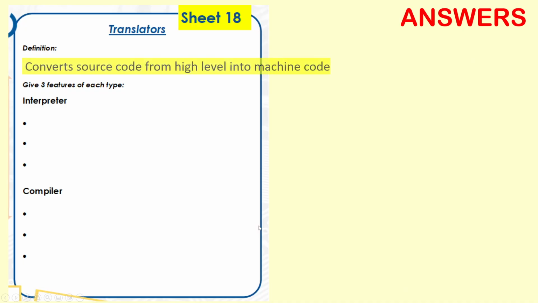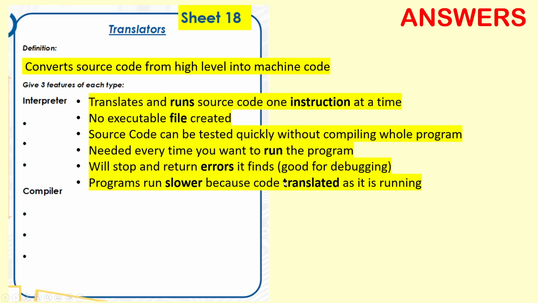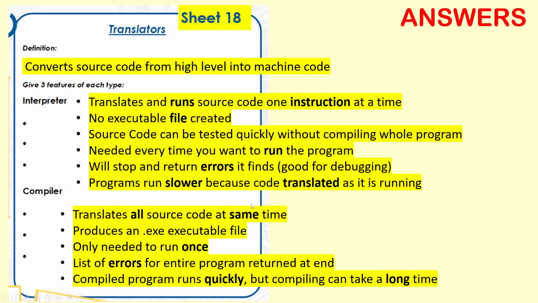Okay, checking your answers. Remember, a translator converts source code from high level into machine code, not low level, machine code specifically. An interpreter translates and runs the code one instruction at a time, no exe file, and needs to run every time you want to run the program. A compiler translates all the source code at the same time and produces an executable file. All the errors are shown at the end, but once it's compiled, it will run quicker.